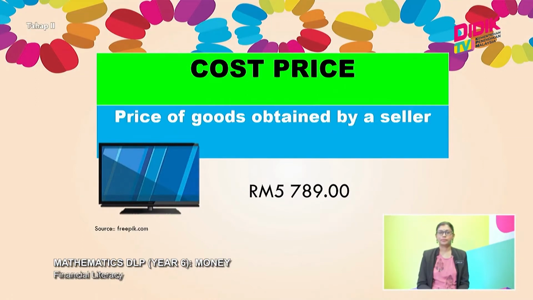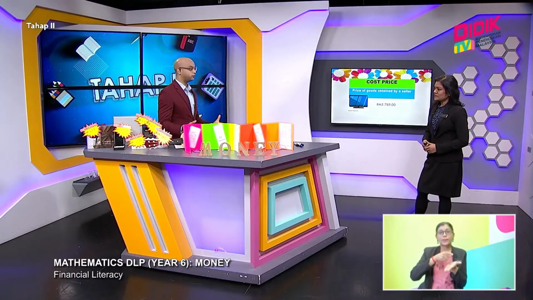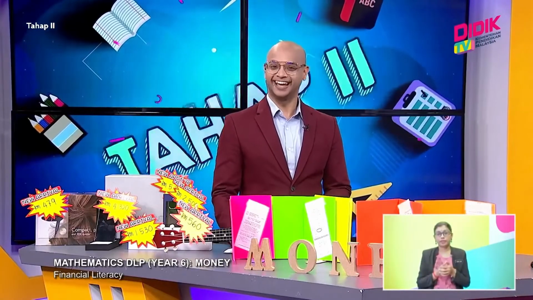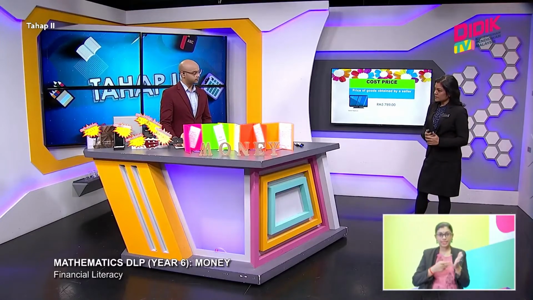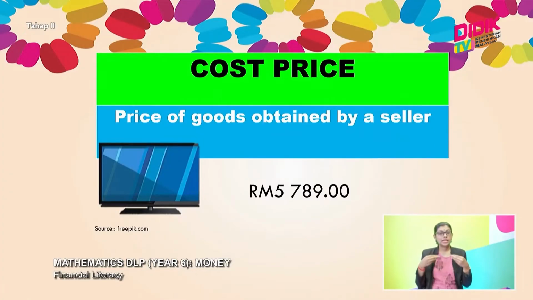And then, we have cost price. Any idea about cost price? Cost price, is that what we pay for in the shops? Yes. Where do the goods come from? Sean, can you help the kids? Maybe they come from manufacturers in the factory, right? Yeah. From the factory, it will go to the middleman. That middleman will send to the shopkeepers, right? So the price of goods obtained by a seller, we call it cost price.